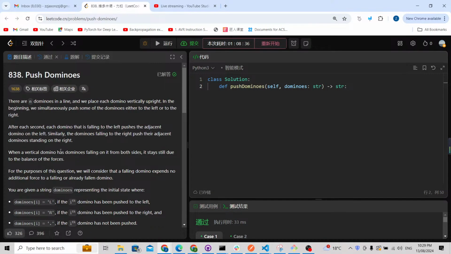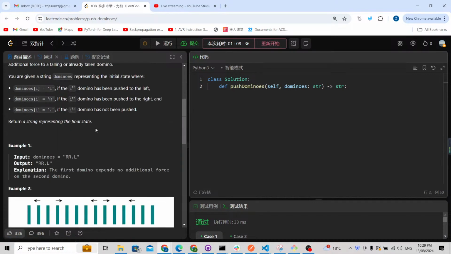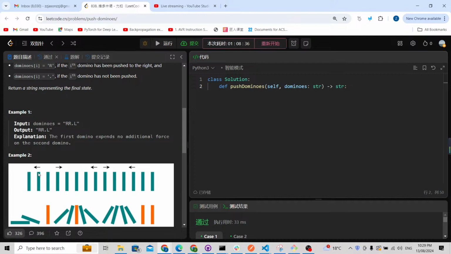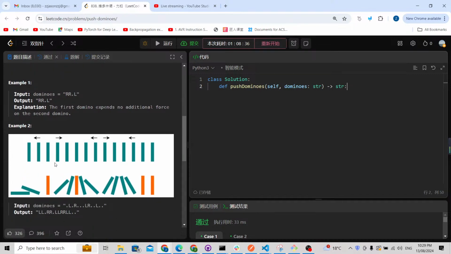We need to know that this is gonna be like a real situation. So in real situations, the push domino is gonna be like that. In example 2, from here, there's gonna be a force. For example here, a force to the left side, so it's gonna activate another one and fall to the left. And here there's a force to the right side, so it's gonna fall to the right. So this is to the left, and this is to the right, and this is to the left.